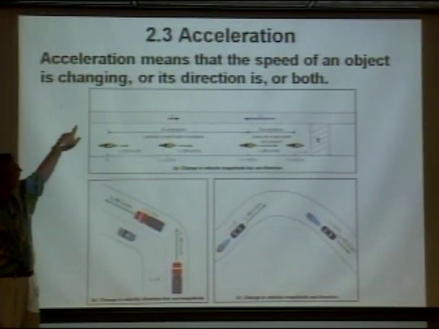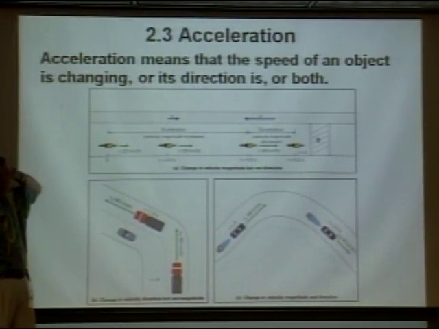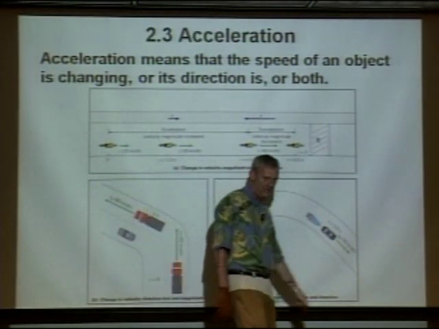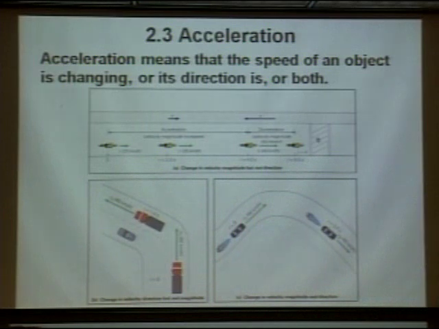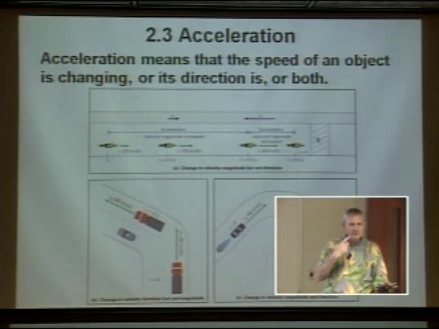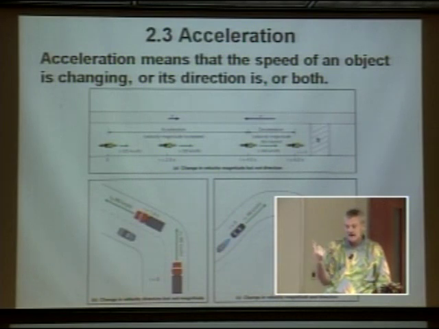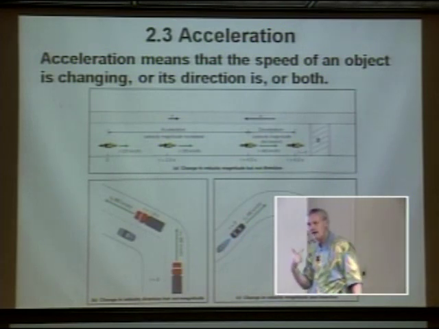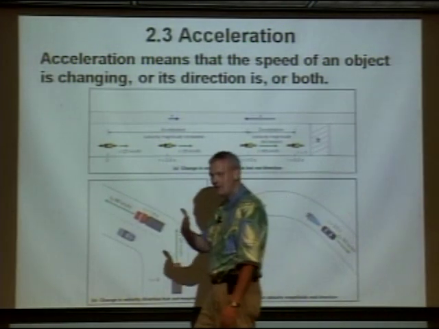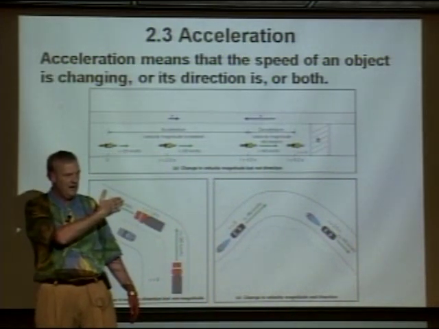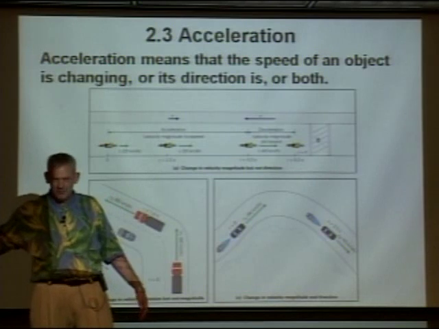You've got acceleration. What it means is that the speed of an object is changing, or its direction is, or both. So that means we can have a constant speed around the circle. We can be going around the circle at 20 meters per second at a constant speed, but your velocity is always changing because your direction is changing the entire time. And that's when we talk about centripetal acceleration. That's the acceleration that is pulling you towards the center of the circle, and your body's resisting it by pulling this way.